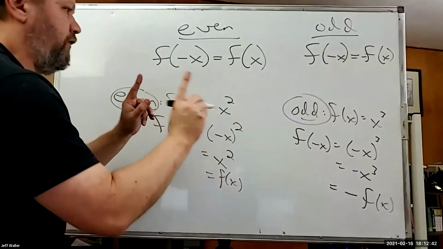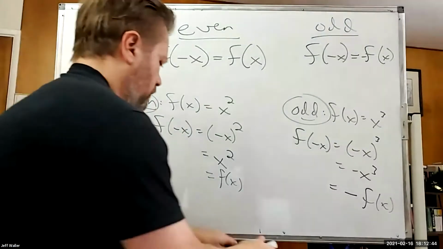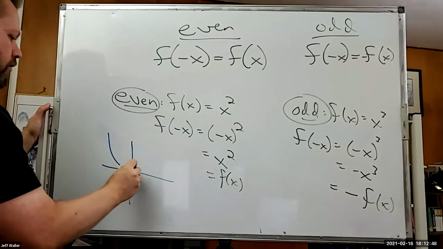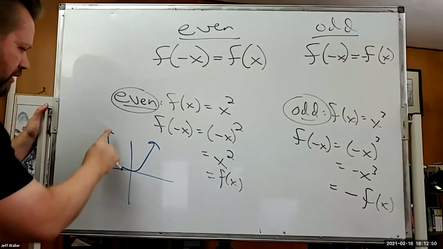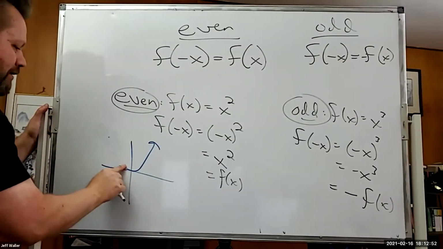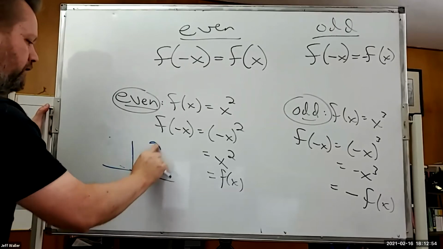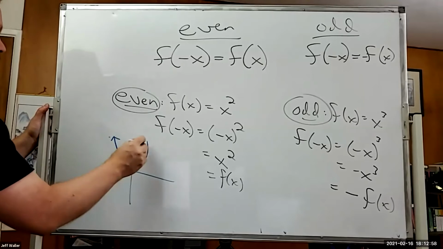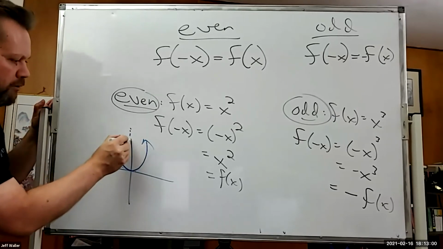But let's look at the visual of these. Even symmetry means, holy shit, Jeff. All right, wait a minute. All right, even symmetry means we need someone who can draw better. Even symmetry means, that's a little bit better. The mirror would be the y-axis.